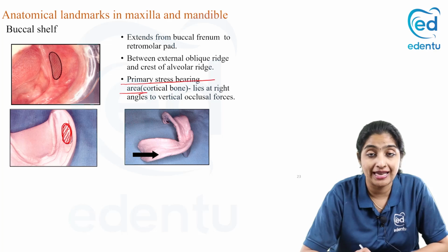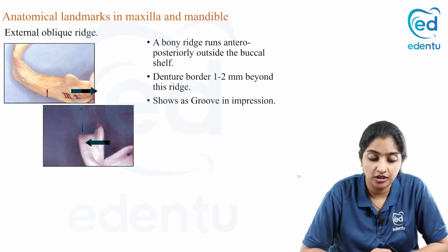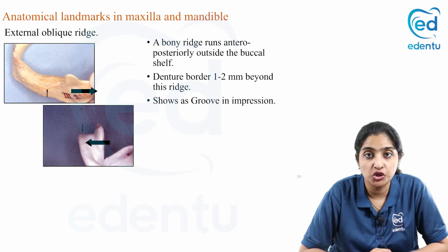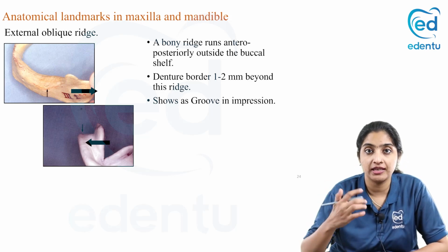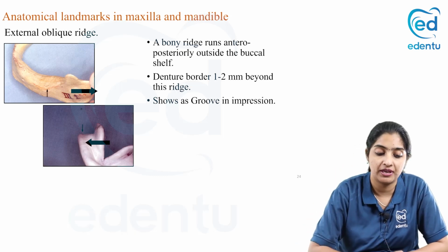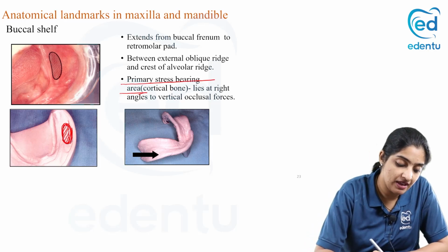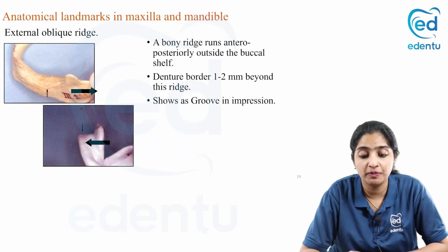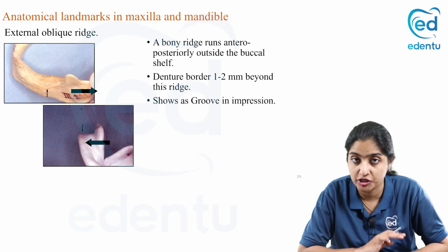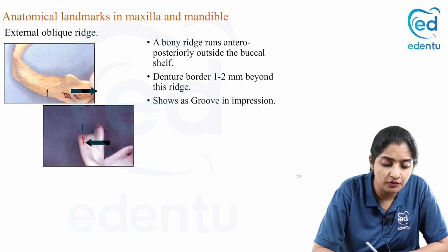It extends between your external oblique ridge and the crest of the alveolar ridge. Coming to the external oblique ridge, it is a bony ridge which runs anteroposteriorly, from front to back, outside the buccal shelf area. So if this is the buccal shelf, outside the buccal shelf is your external oblique ridge, running anteroposteriorly. The denture border should be 1 to 2 mm beyond this ridge for ideal retention. This shows as a small groove in the impression.